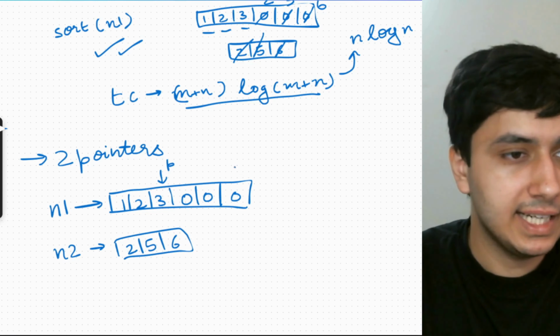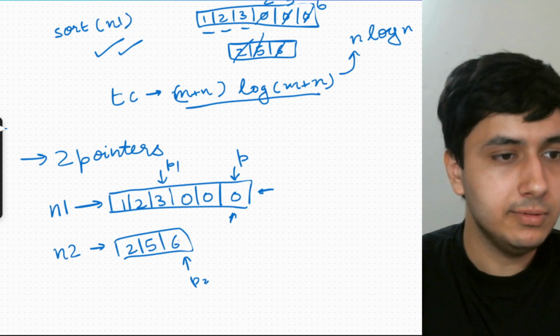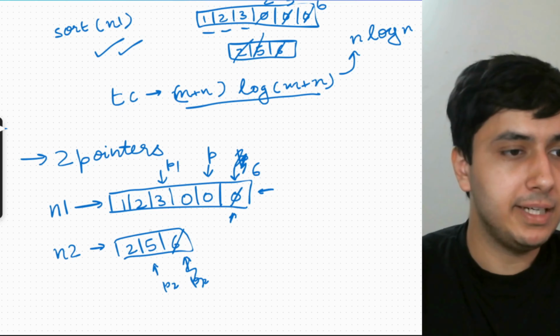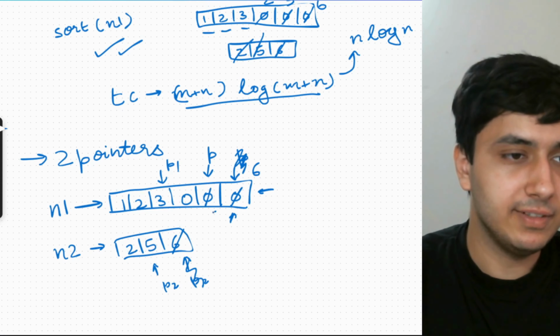Let's do a dry run. Comparing p1 and p2, p2 is greater, which is 6. So we'll move 6 to this place. We'll move p one step back and we'll move p2 also one step back. Now comparing p1 and p2, 5 is greater. So 5 will go here, p will move one step back and p2 will also move one step back.